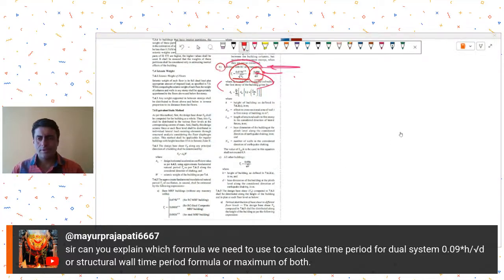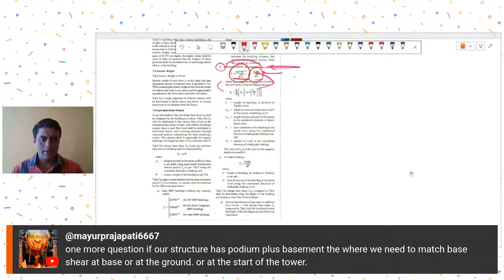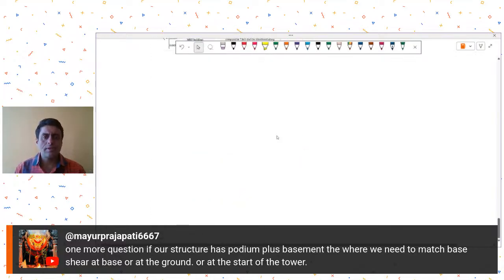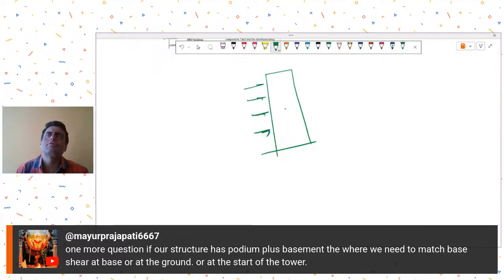Then Mr. Mayur Prajapati is asking, sorry, one more question. If our structure has podium plus basement, then where do we need to match the base shear: at base, at ground, or at the start of the tower? See, please understand, base shear is the summation of all shear forces. Base shear is the summation of all shear forces.